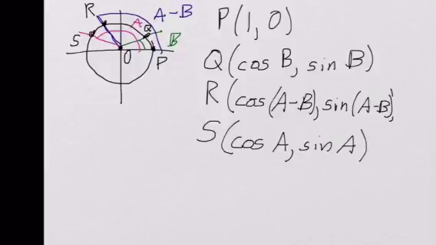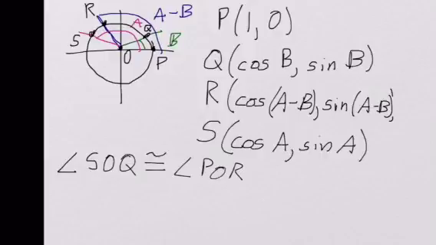Now, another key thing that we know is, because the blue angle is A minus B, we know the angle SOQ is congruent to angle POR, which means if I draw some segments here, the line segment from P to R is of the same length as the line segment from S to Q. So we get PR is equal to SQ.